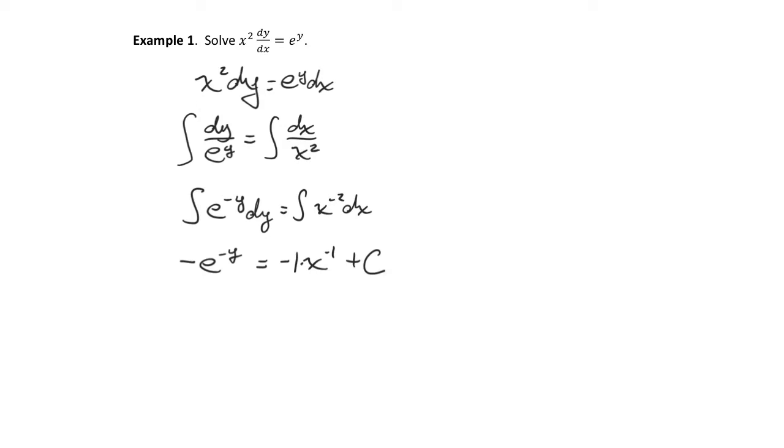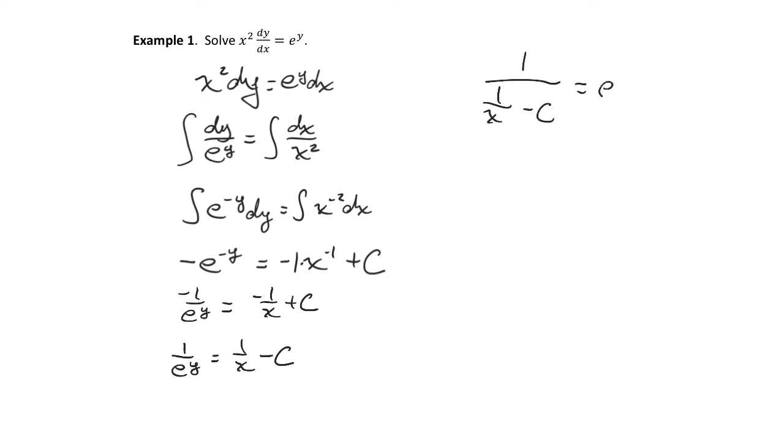Okay, so I'm going to rewrite things in a slightly different fashion. The left side, I'm going to make it, let's say, negative 1 over e to the y equals negative 1 over x plus c. Now again, I said we want to solve this for y. I'm going to multiply both sides by negative 1. 1 over e to the y equals 1 over x minus c. Some people might replace that with a new variable like plus k, but we'll just leave it as minus c. If we multiply both sides by e to the y and divide by 1 over x minus c, we get 1 over x minus c in the denominator equals e to the y.